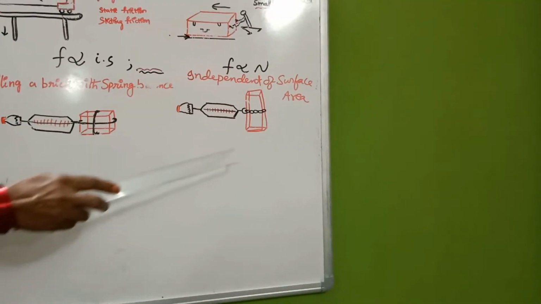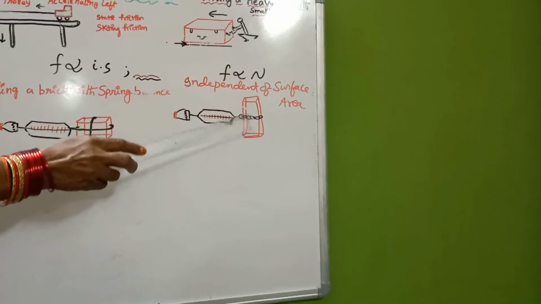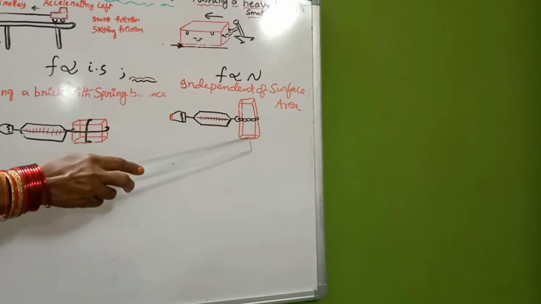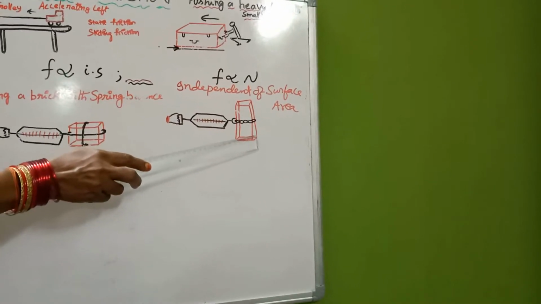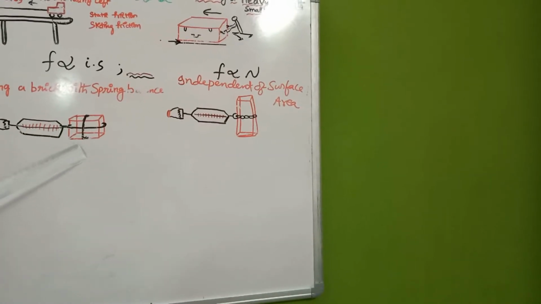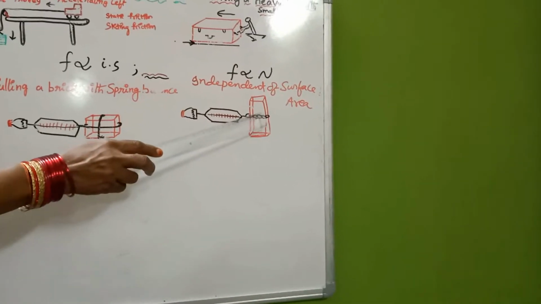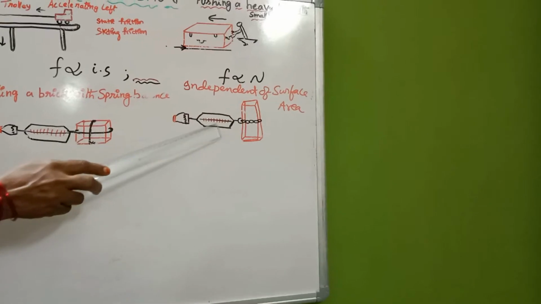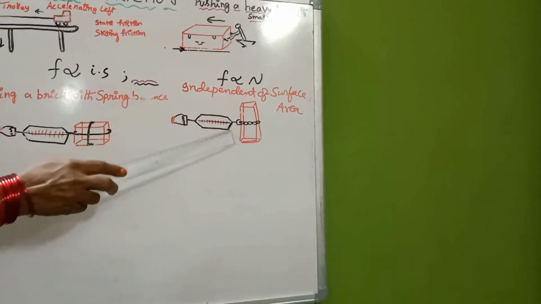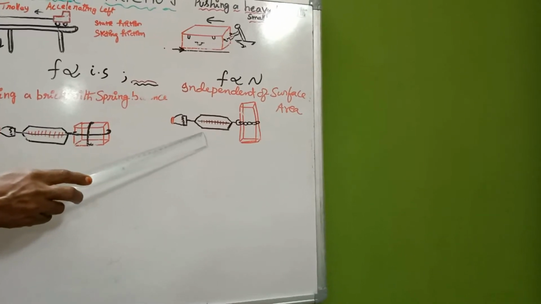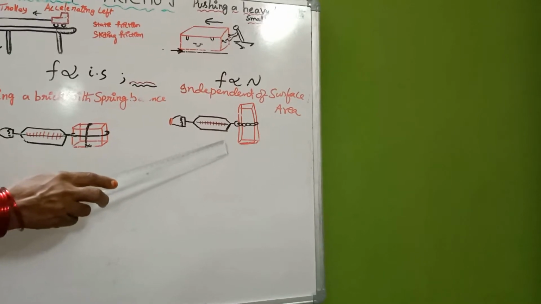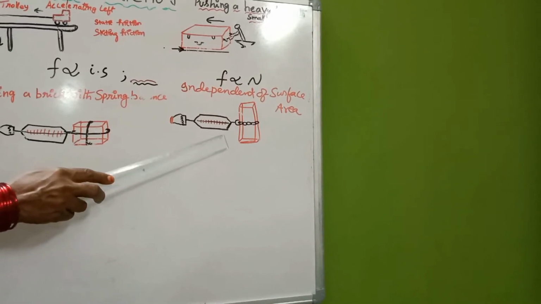Repeat the same experiment by placing the brick in the vertical position. Here the area of contact is less compared with the area of contact here. And when you start applying the force to make this brick move, here also let us assume that 20 newtons of force is needed.